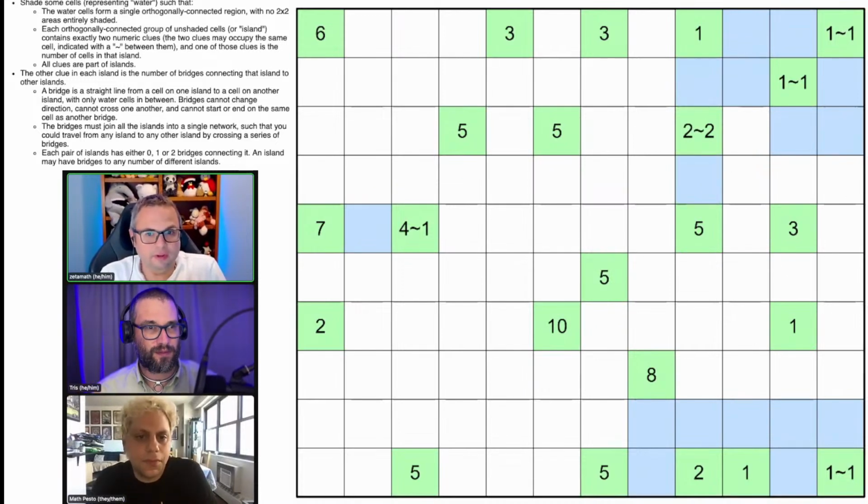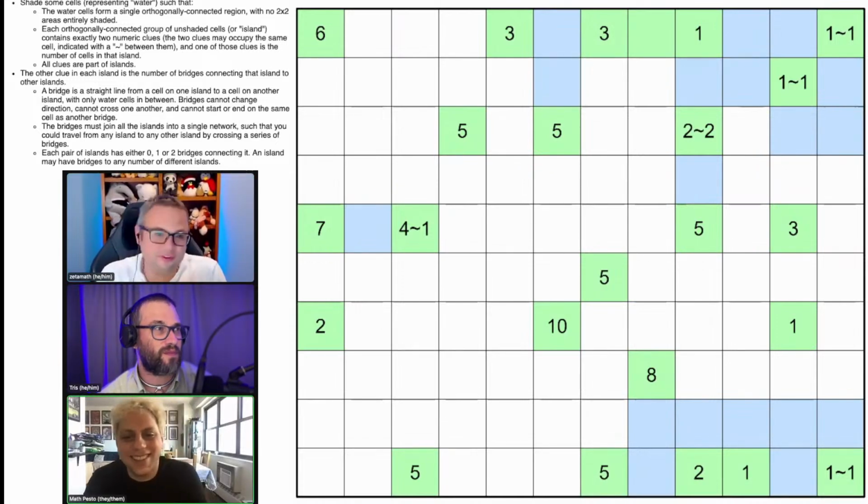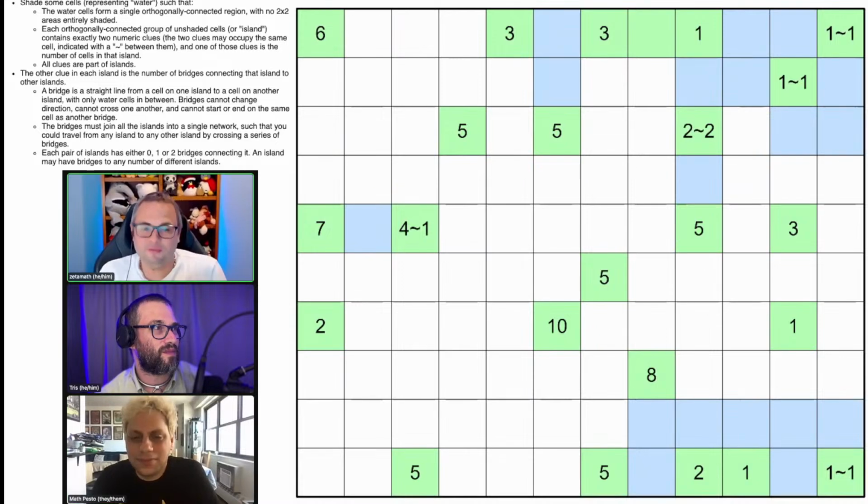That's true. This island doesn't have 2 clues yet, I guess. But it can't have 3 clues. So I guess we get some more stuff even. We haven't even finished reading the whole second half of the rules. But just from what we've learned so far, we have gotten some things.